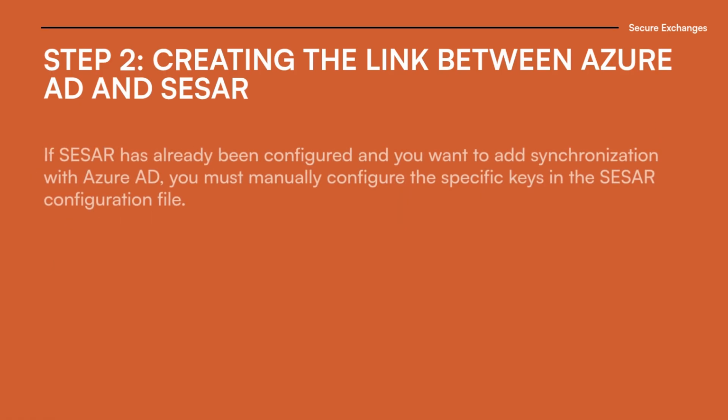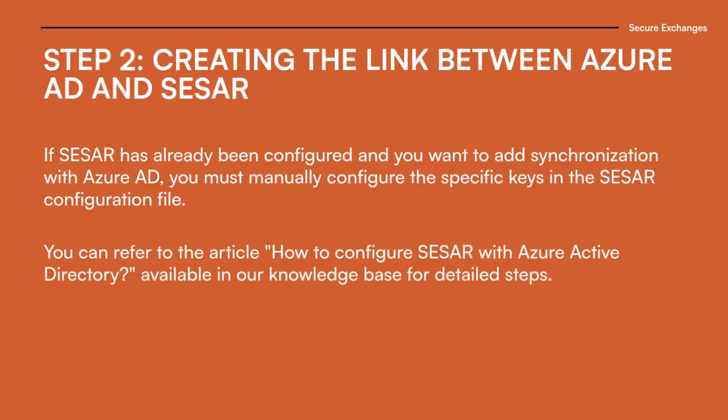If SESAR has already been configured and you wish to add synchronization with Azure AD, you must manually configure the specific keys in the SESAR configuration file. You can refer to the article, How to Configure SESAR with Azure Active Directory, available in our knowledge base for detailed steps.